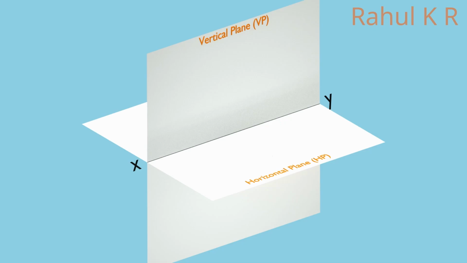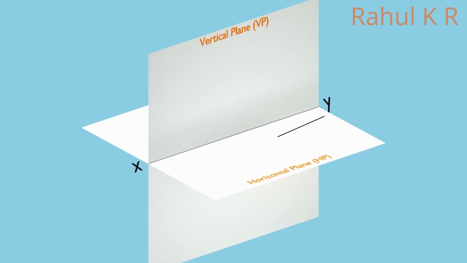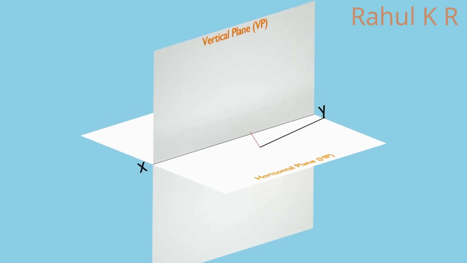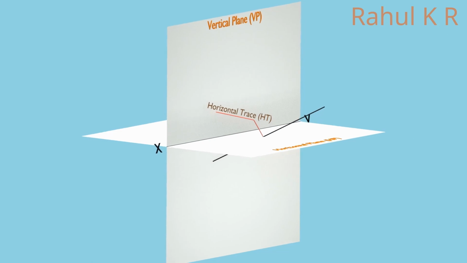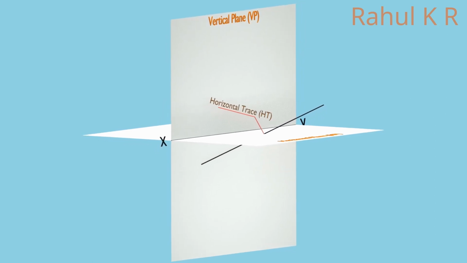Trace of the lines. Now let's understand what is meant by trace of a line. Trace of a line means the imaginary point obtained by extending the given line to the reference planes. When the line is extended, the point at which it touches the HP is known as the horizontal trace, denoted by HT. When the line is extended, the point at which it touches the VP is known as the vertical trace, denoted by VT.